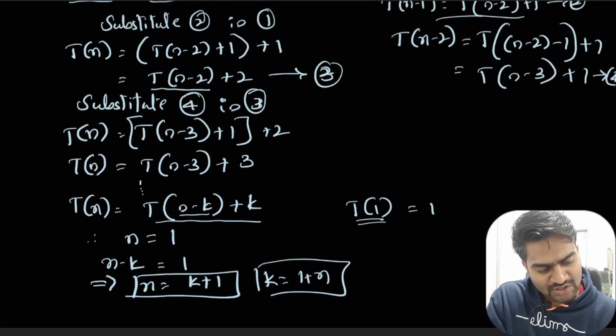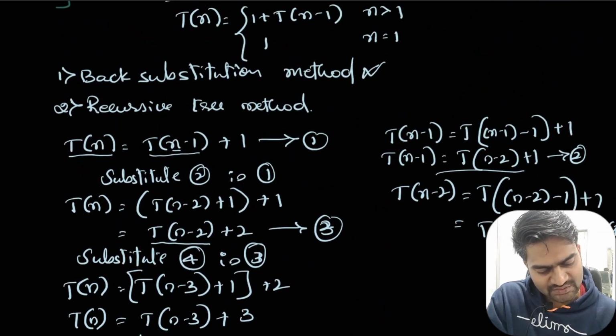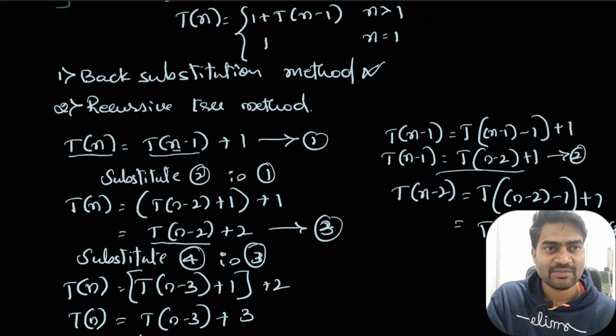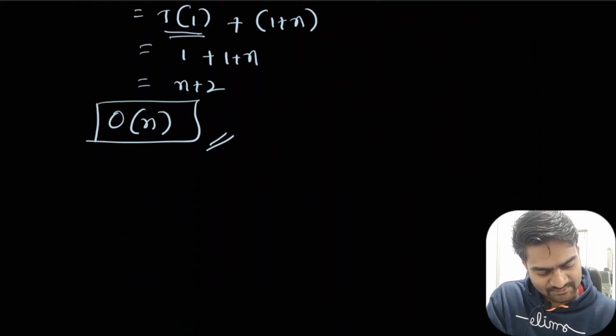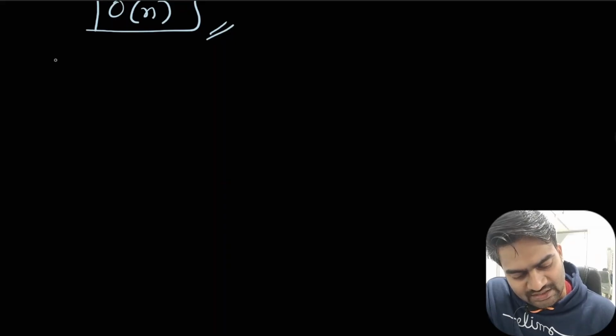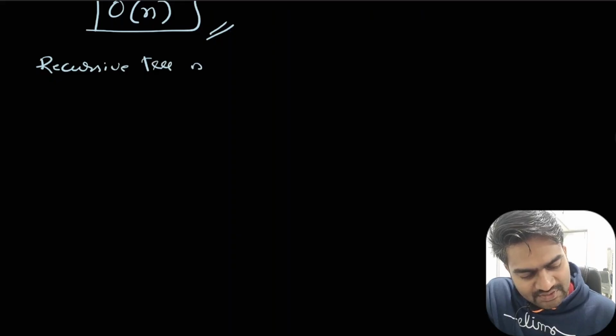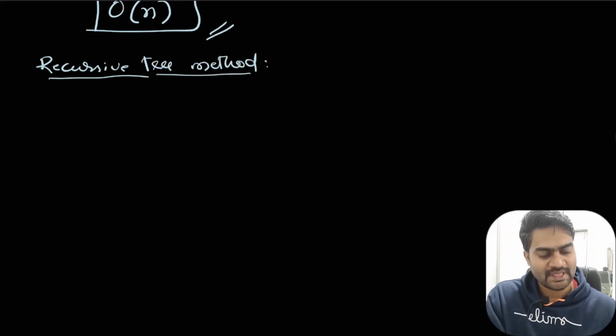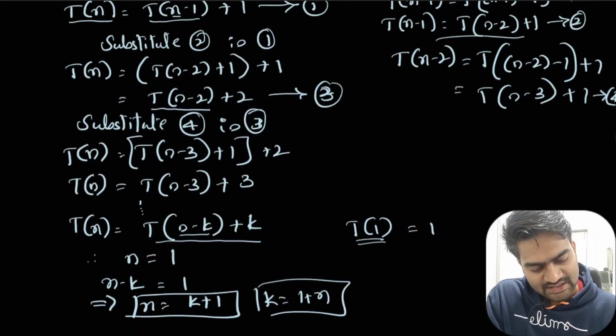Now there is one more method we understood, right? I mean, there is a recursive tree method. So what is this recursive tree? Let us try to understand that. So in the recursive tree method, let us try to understand this function.